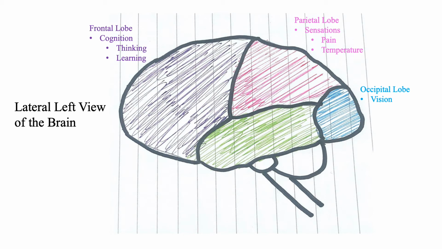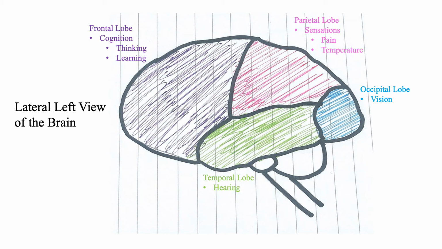And then beside the occipital lobe, we have the temporal lobe, which is in the green, and it's mainly for hearing, and it helps with processing auditory information, specifically how and what we hear, and how we process that, and how our brain turns that into conversation.